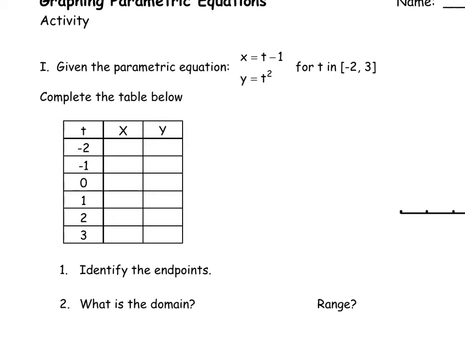T stretches from -2 to 3, so I go ahead and put all of the whole numbers between -2 and 3, and now I need to plug it back in. So if I plug -2 in for t, -2 minus 1, that's going to be -3. If I plug in -1, that's going to give me -2. If I plug in 0, I will get -1, 0, 1, and then 2. Now, to find the y value, I plug this t value in the second equation, y equals t squared. So that's going to give me 4, 1, 0, 1, 4, and 9.